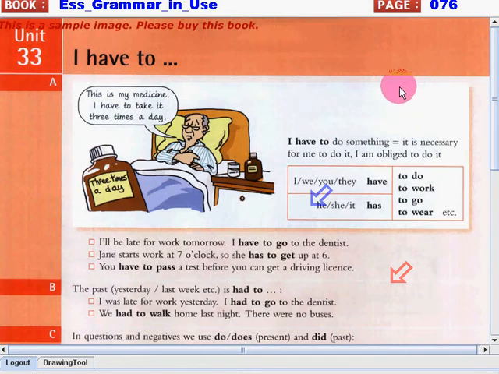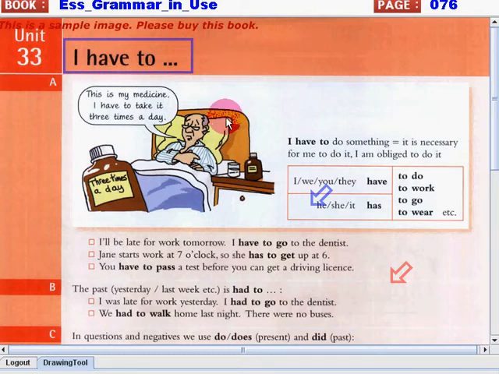Today we will discuss a new lesson and it's about the words "I have to." Now, what do we mean by "I have to"? Let's have an example here. Let's take a look at the picture.